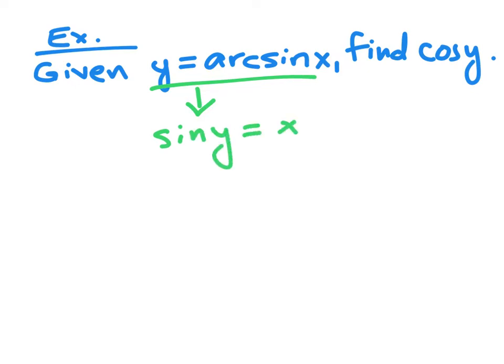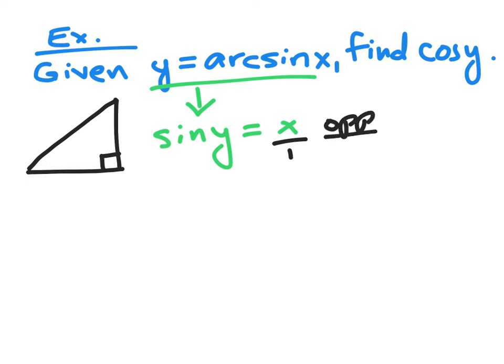So from there, I can actually go to the side and draw a right triangle to help me solve the rest of the problem. This is telling me sine of y is equal to x. Well, this is the same thing as x over 1. And if you think about sine, sine is opposite over hypotenuse. So if my angle is y, the opposite side has a length of x, and the hypotenuse has a length of 1. My goal is to determine what is the cosine of y.